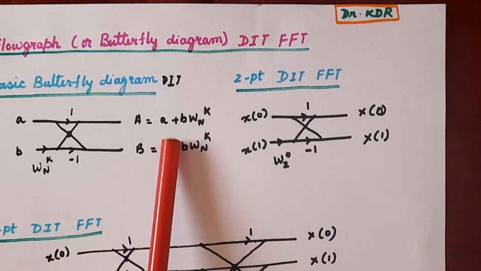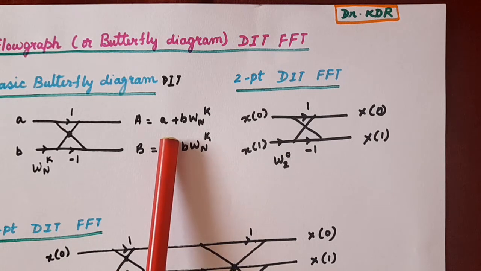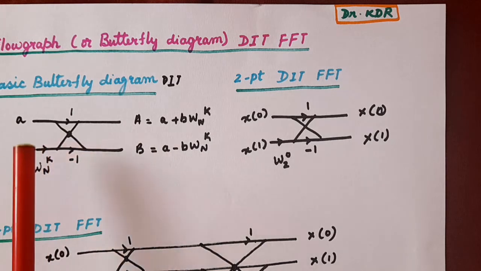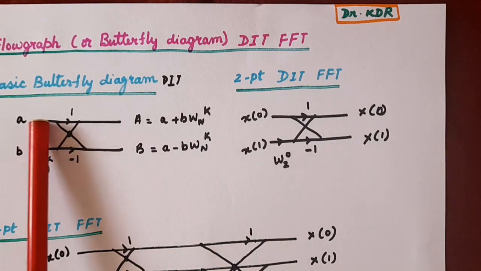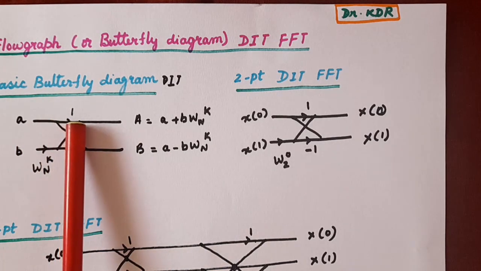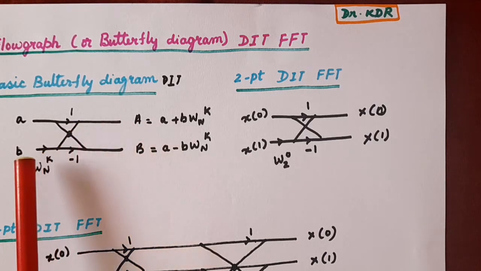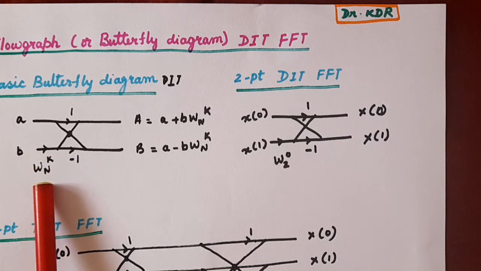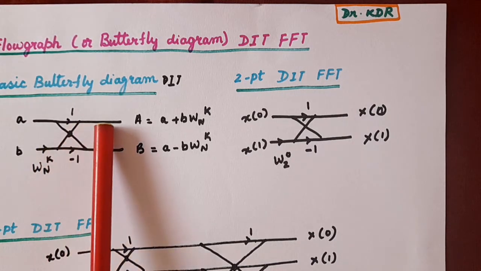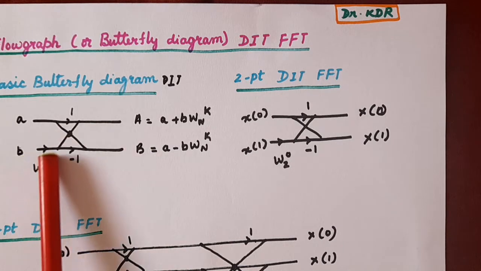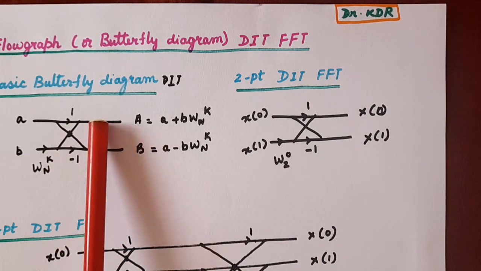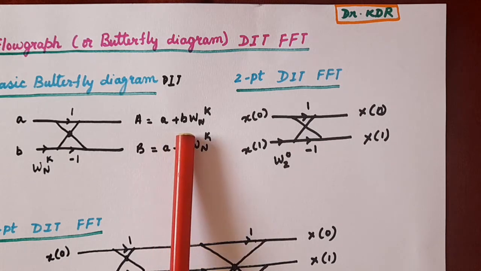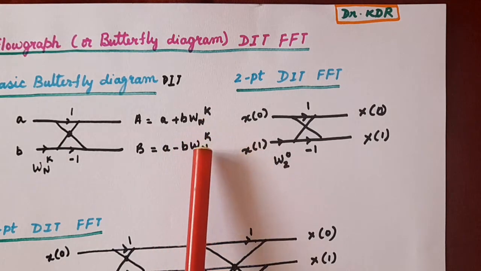Now how to write the output equation of first line, that is of capital A. So if you see here, a is multiplied by 1 and we are getting a here, and here the b is multiplied by Wn to the power k and is reaching to this point. So a and b Wn to the power k both are added up here. So you can write it here as A = a + b Wn^k.